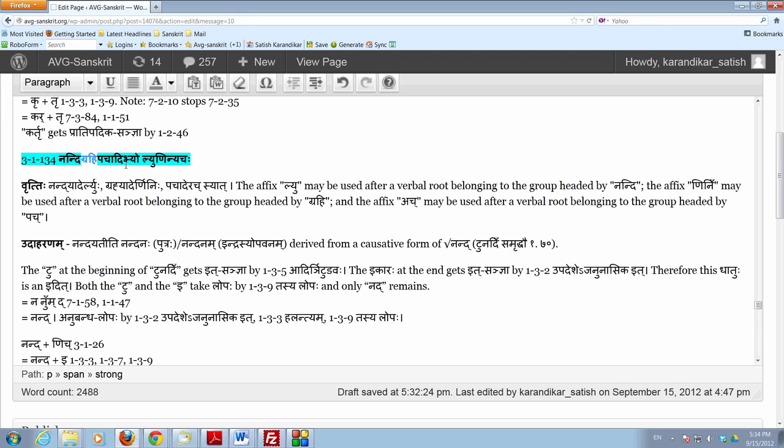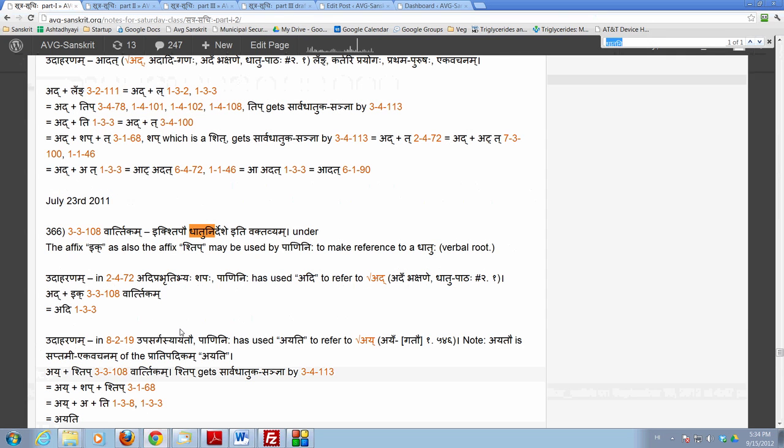What is the ikara in grahi? Ikara in grahi is actually this affix ik, which is used dhatu nirdeshe. So if you recall the Vartikam which you have studied, ik shtipau dhatu nirdeshe iti vaktavyam. In this Vartikam, Katyayanaha states that this affix ik as well as the affix shtip may be used by Panini to make reference to a dhatu. So when Panini says grahi, it simply means this dhatu graha.